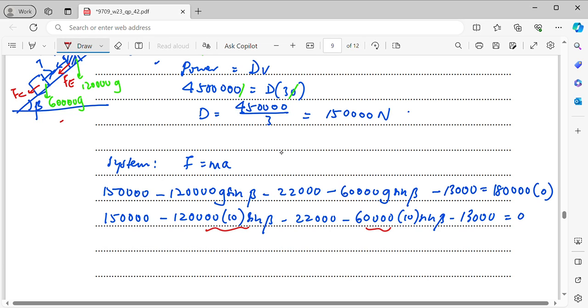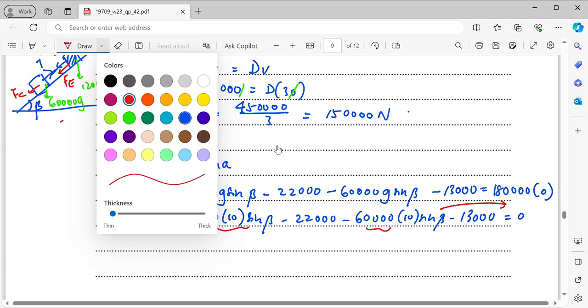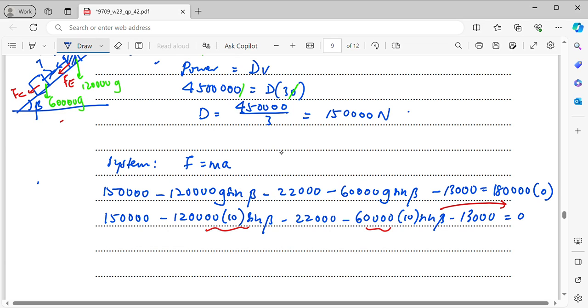So these two terms will be moved to the other side. That means I will be getting the rest. You will be getting 150,000 minus 22,000 minus 13,000 equals to, total of these two, alright? Or probably I just do step by step. 120,000 times another 0 sine beta plus 60,000 times another 0 sine beta.